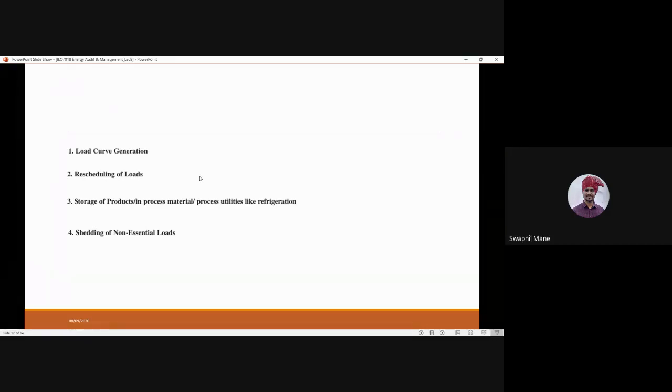So maybe refrigeration-like utilities you can inculcate in your place, so that whenever the time of day tariff is implemented at a lower cost, you can go for the process. Then shedding of non-essential loads. You make a list of non-essential loads in your house, in your organization. This is non-essential, it should not be there. Say, for example, in a room there are 2 lights. You put one light, or put a reflector in such a way that the requirement of the other light will not be there. So that is shedding of non-essential loads.